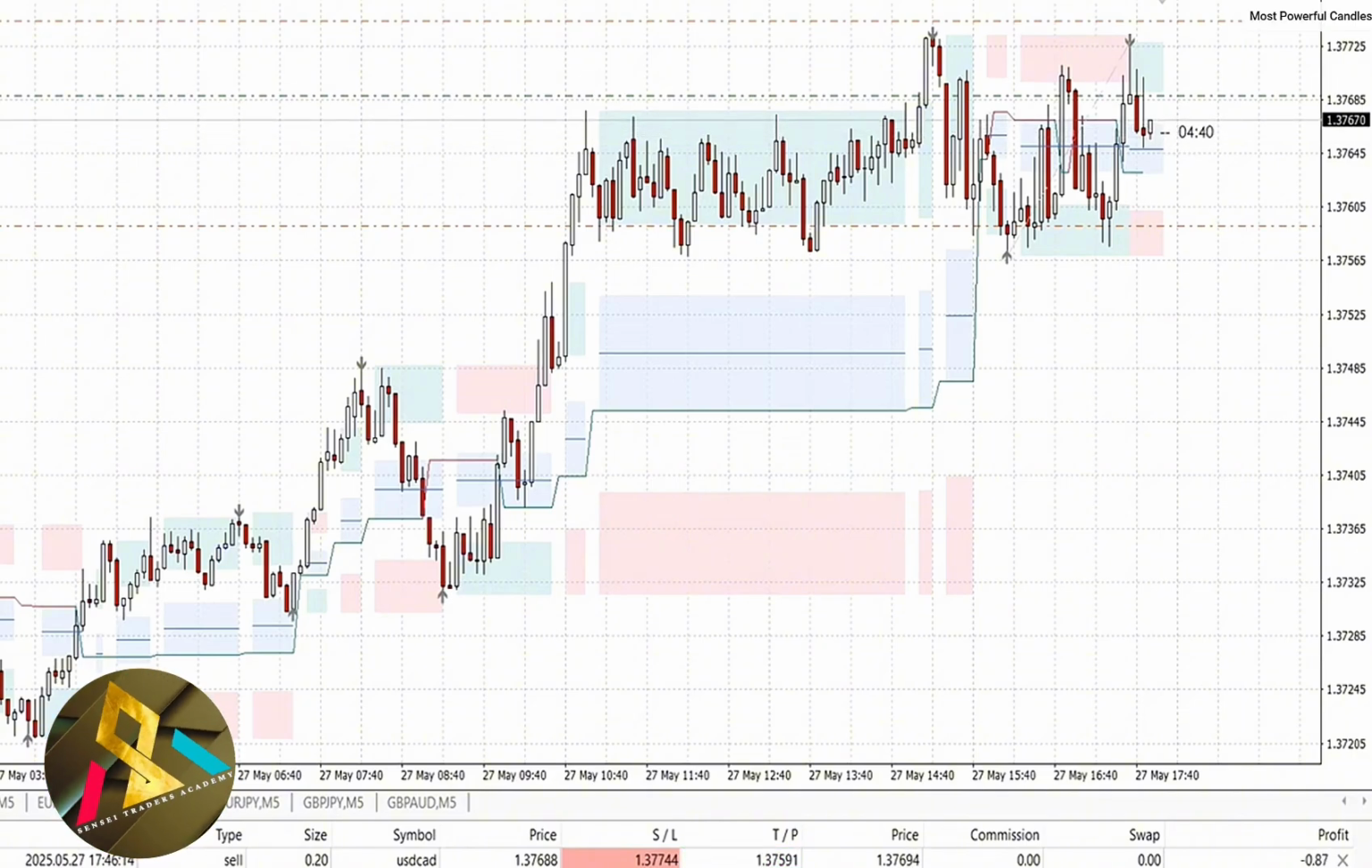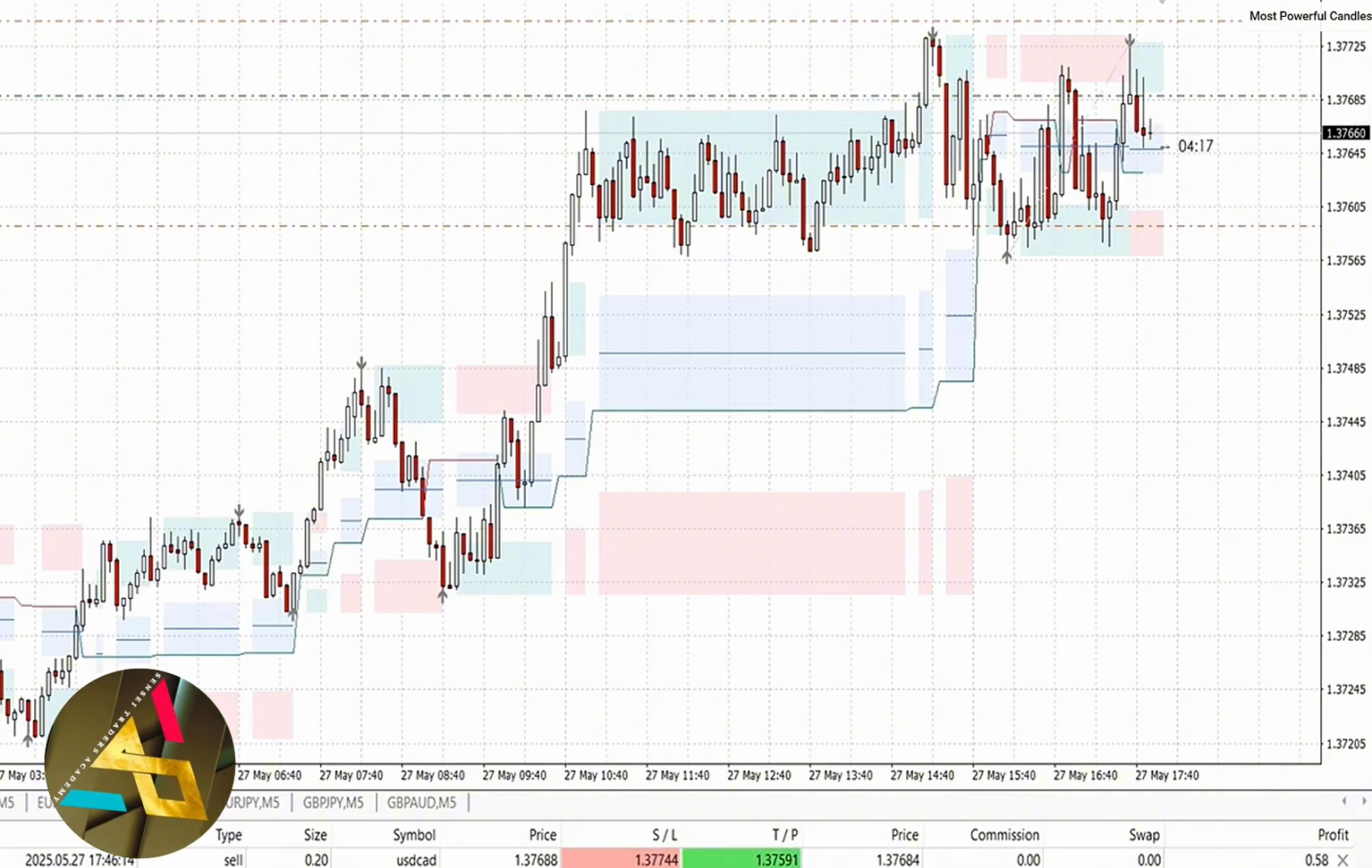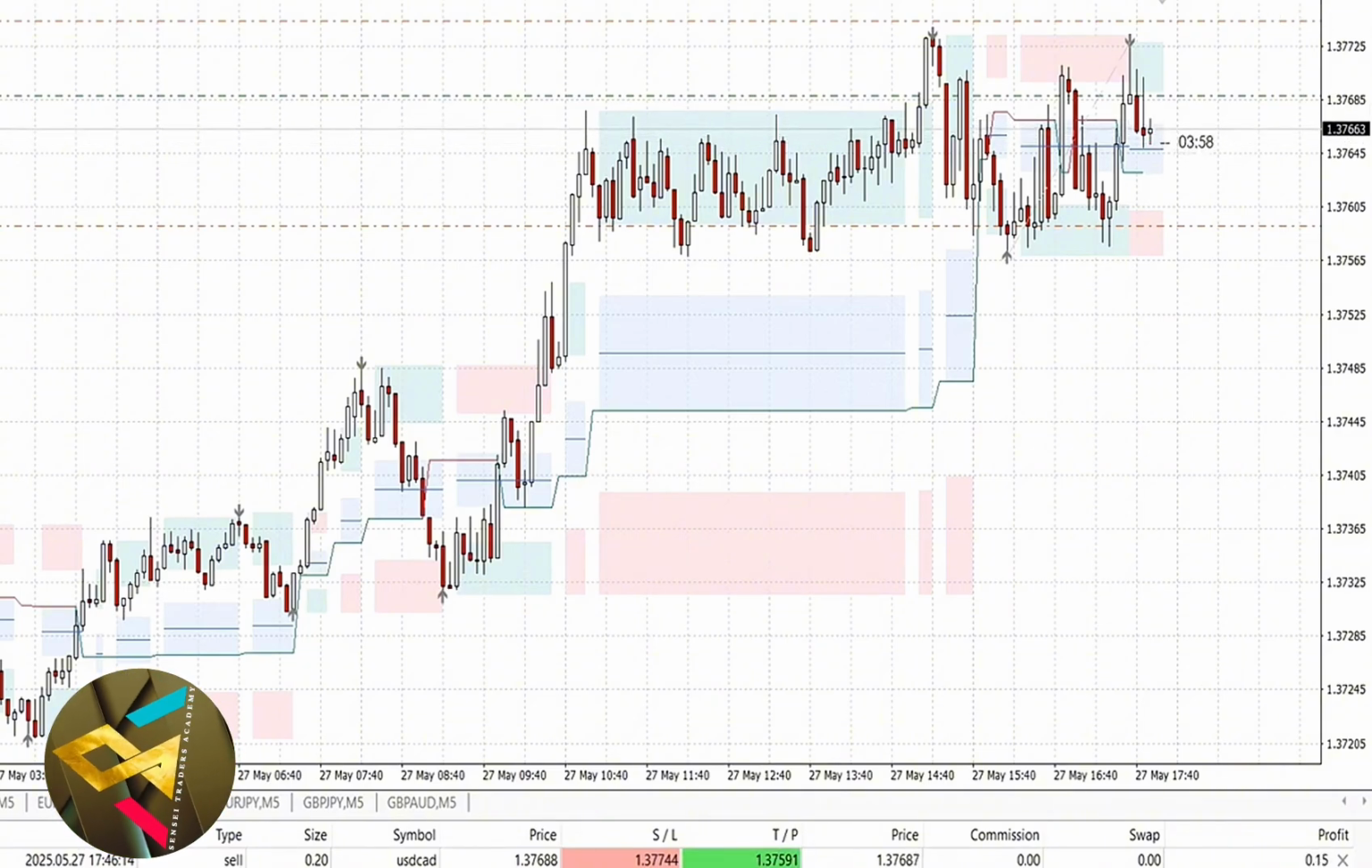Sell trade setup. Watch for a red supply zone forming on your chart. This shows a potential selling opportunity. Then wait for a bearish reversal candle, like a bearish engulfing or pin bar. A gray downward arrow will appear above the candle. That's your confirmation. Again, check that the price hasn't touched the red trailing line below the zone. If it has, avoid that trade.